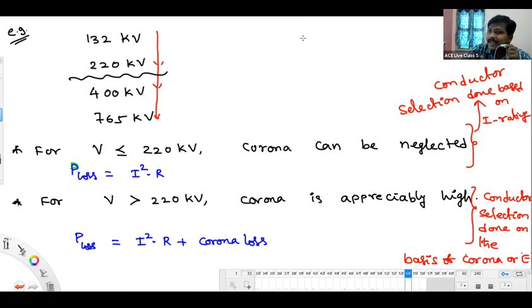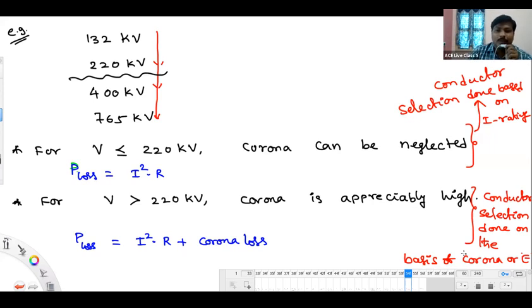That does not mean that we are neglecting the current rating in the second case. For voltages above 220 kV, we have to consider the current rating also. There is no doubt about it. But the primary criterion is corona. First we should select the type of conductor based on corona. Then we should think about the areas of these conductors with respect to the current rating also.